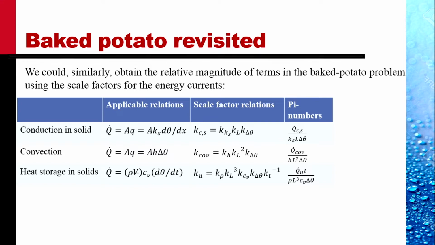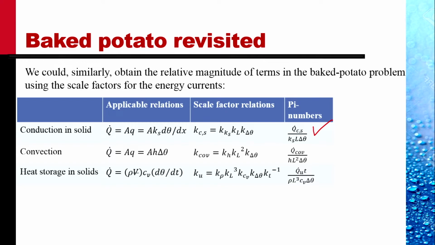And so the scale factor relation is: the scale factor for conduction in solids, Kqcs, is the scale factor for the conductivity of solids, Ks, times KL times K delta theta. From this, we obtain this as the primary pi number, Q dot Cs divided by Ks L delta theta, where the characteristic nature of the quantities involved is understood.